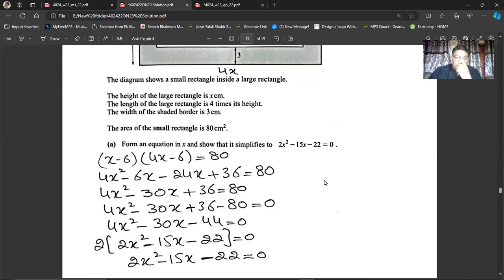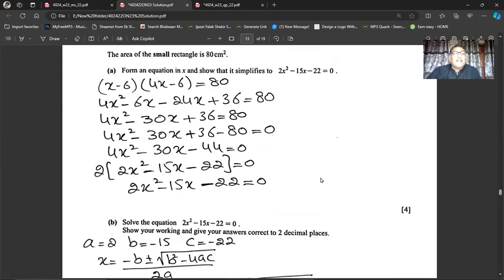So when you multiply these two brackets, you will get 4x squared minus 6x minus 24x plus 36 is equal to 80. So you will have 4x squared minus 30x plus 36 equals 80. 4x squared minus 30x plus 36 minus 80 equals 0. So you will have 4x squared minus 30x minus 44 equals 0.